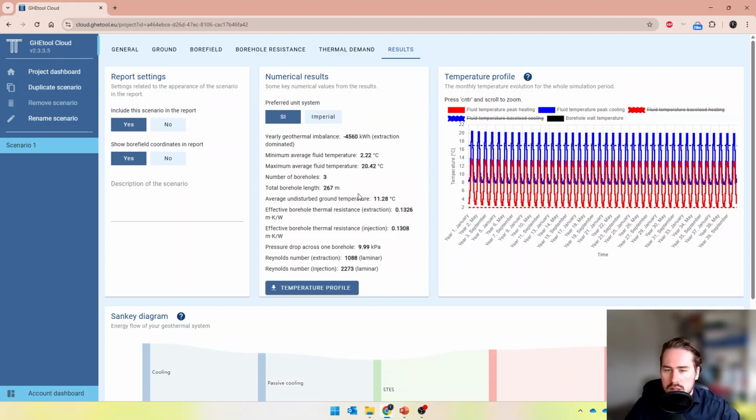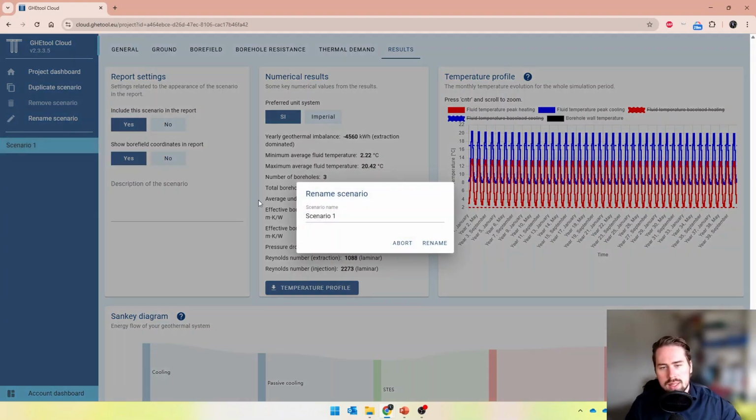What you can also see here is that our Reynolds numbers are also in cooling slightly below the threshold for transient flow. So our effective borehole resistances are more or less the same. If you have not watched our video on the effective borehole thermal resistance, it's linked in the description below. Also the one with variable fluid properties, we also linked it below.